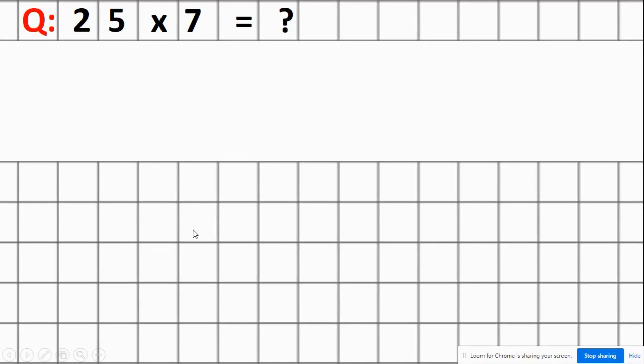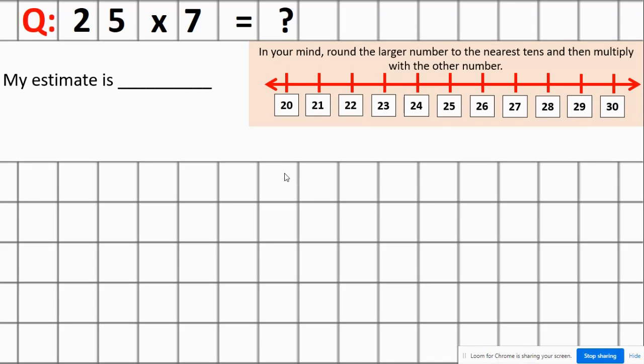Before we go ahead and calculate using the formal written method, let's first estimate the answer. So for the estimation, we take the number line and the number is 25. So we are going to round it off to the nearest tens, which would be 30. From 25 onwards, we round the number to 30. If it would be 24, we would have taken 20 as a number.